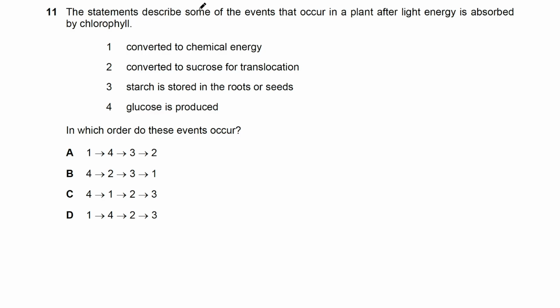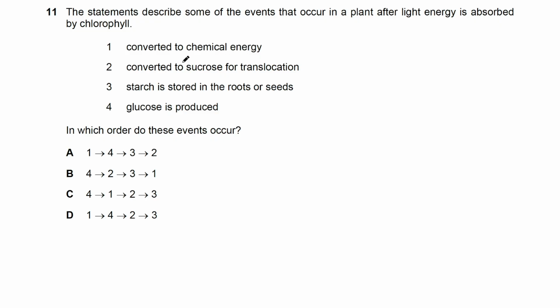Moving to question number 11. The statements describe some of the events that occur in a plant after light energy is absorbed by chlorophyll. In which order do these events occur? As I mentioned, please, if you forget something, try to know the beginning and the end of this process. So the beginning, very simple. Sure, we will change the light to chemical energy in order to use it. To use it to give what? To use it in order to give glucose.